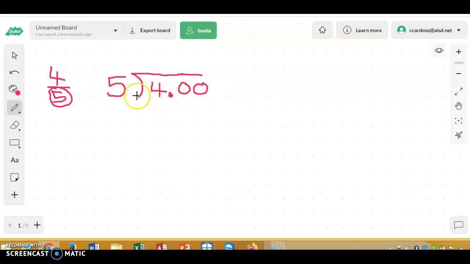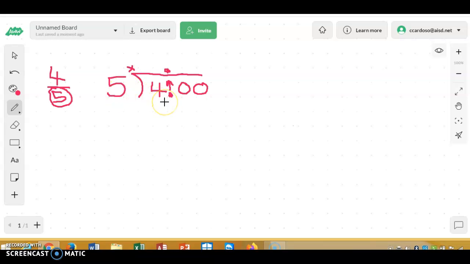So to go ahead and divide this out, first we're going to take that decimal and move it straight up. That's supposed to be an arrow. And you put it right there on top of that division bar. And then you don't have to worry about the decimal anymore. And then we think about dividing 5 into 4.